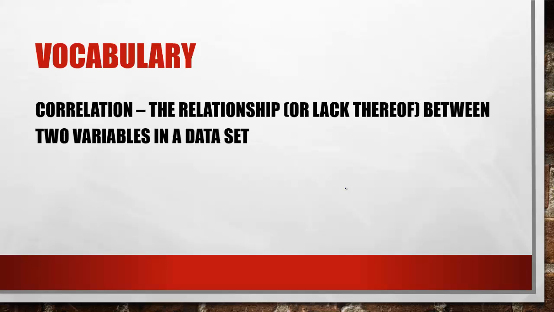So correlation is a relationship or lack thereof between two variables in a data set. So we're talking about scatter plots. So let's say this is my graph, and these are my points. Okay, so that would say that that has a positive correlation. All right, we all know what a negative correlation looks like. That would be something kind of like this. And this would be like a negative linear correlation.